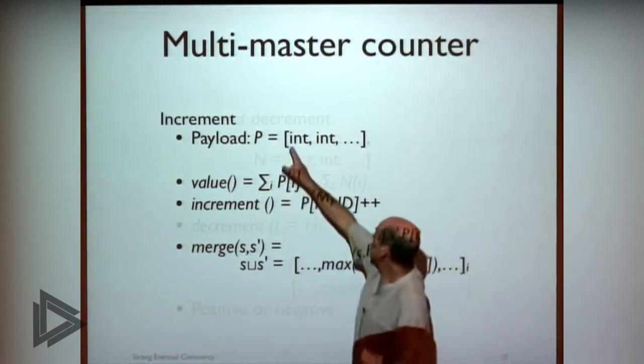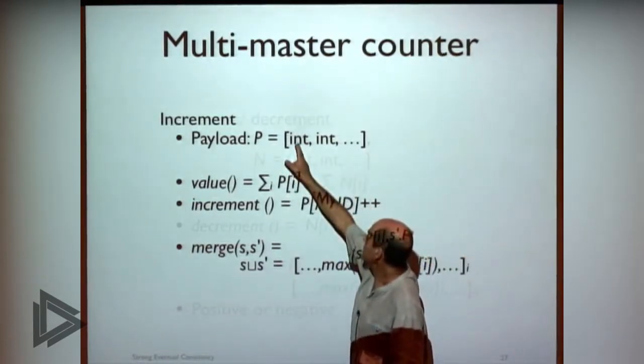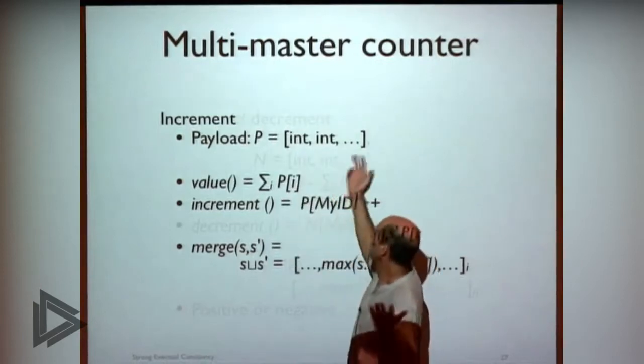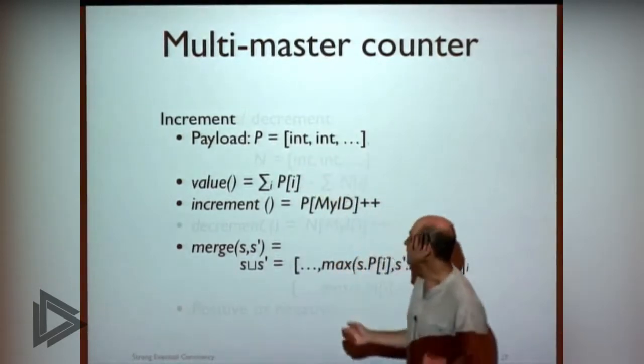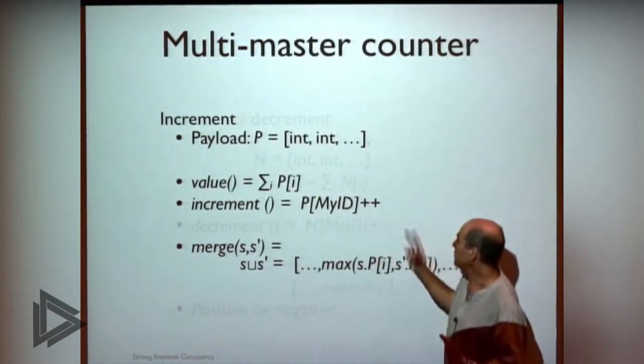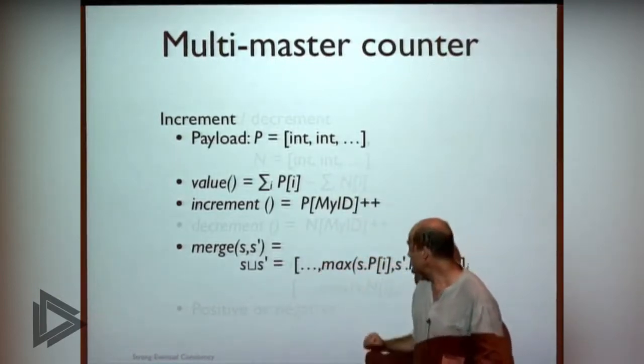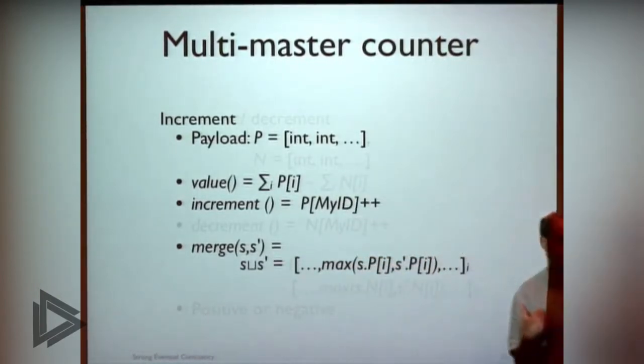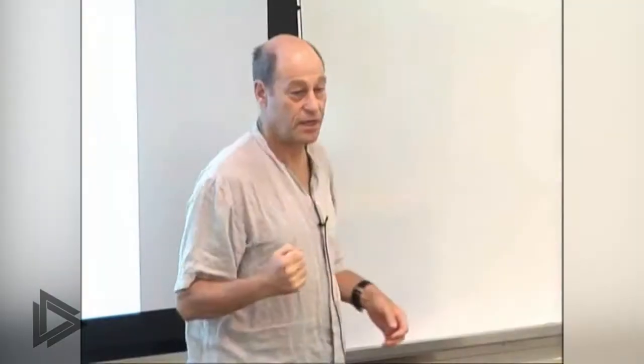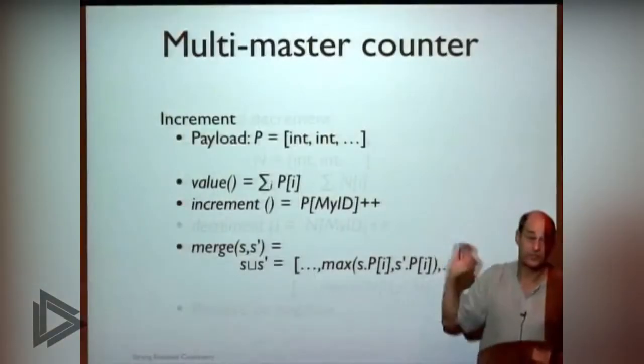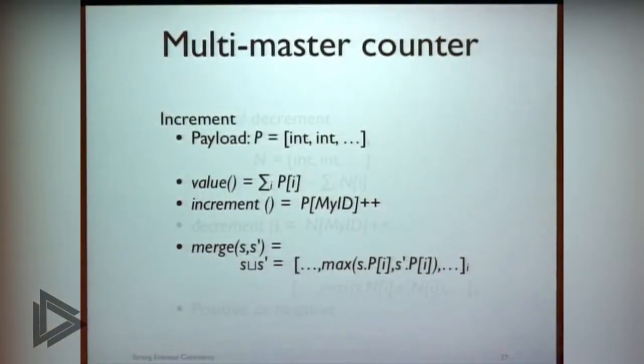So the value is going to be the sum of these, because I'm going to do updates here and you're going to do updates here, and therefore the total number is going to be the sum, right? So to increment, I'll just increment my entry. And to merge, if I send 15 to Sam being my value, and 20 to Sebastian, the truth is going to be 20, right? So I'm going to take the max of each one of these entries in order to do the merge, right? And this is going to do the trick.